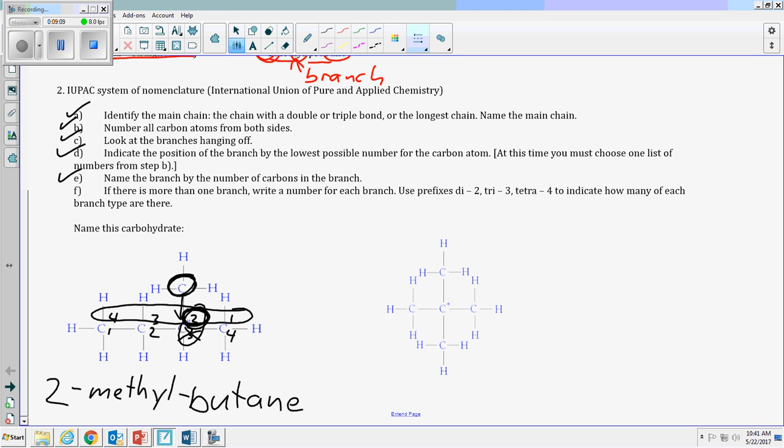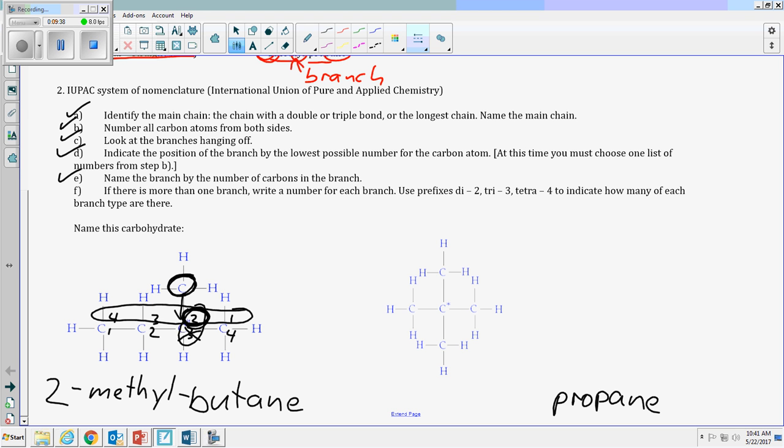Let's look at the next example. We have 3 carbons across, 3 carbons if you go up, 3 carbons if you go from the top down, 3 carbons if you go around any corner. So that means we have as our longest chain a chain of 3 carbons. That means 3 carbons indicate prop. All carbons are single bonded, so it is a propane.